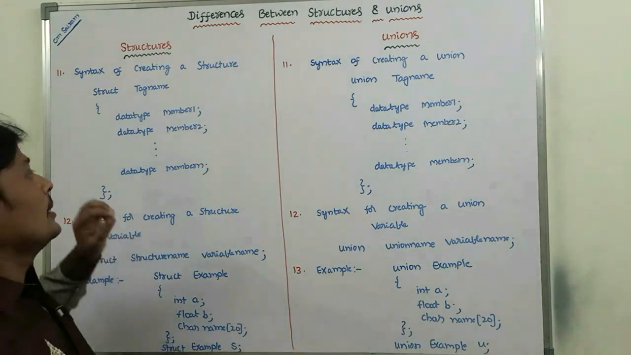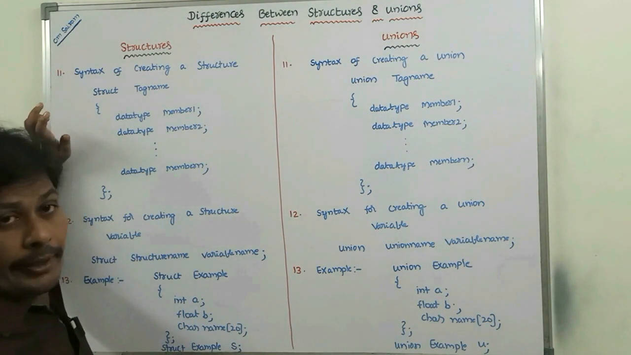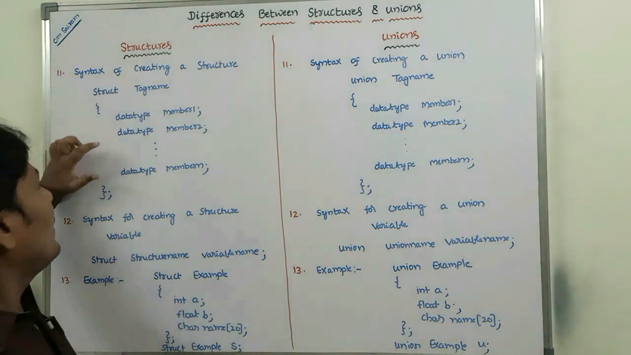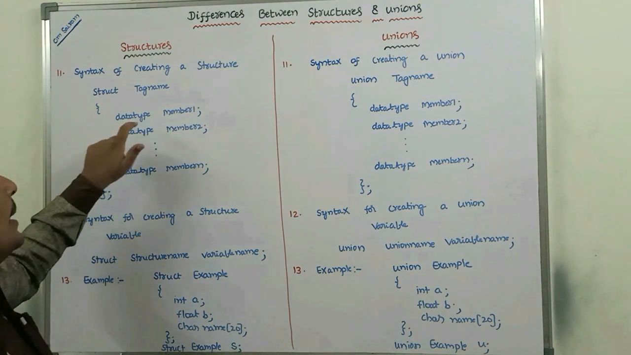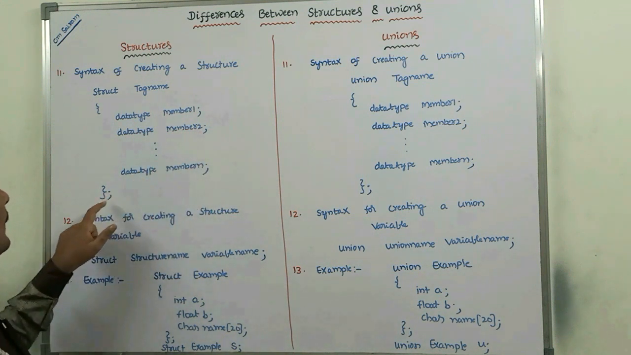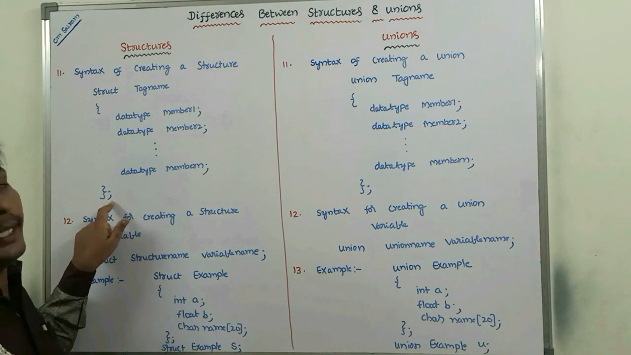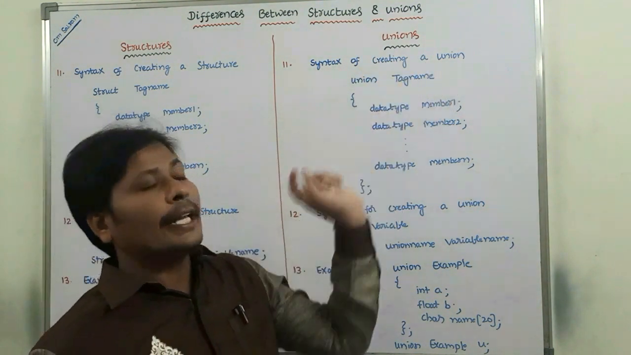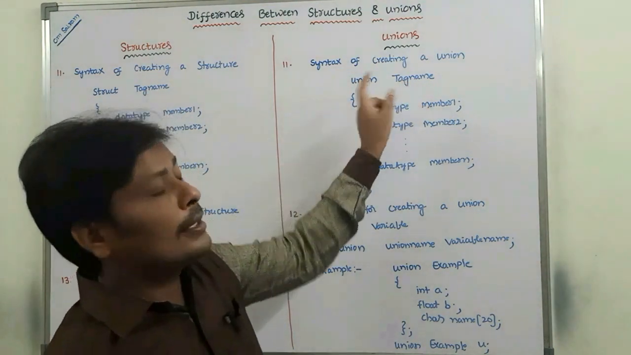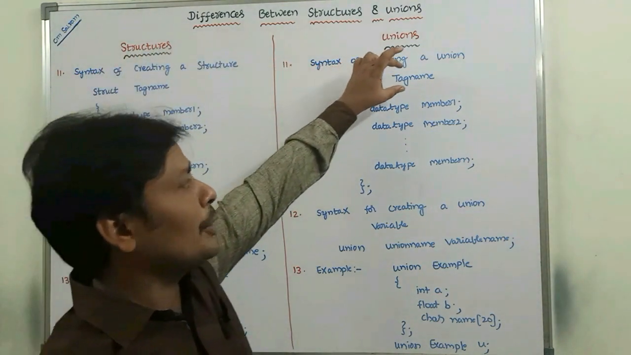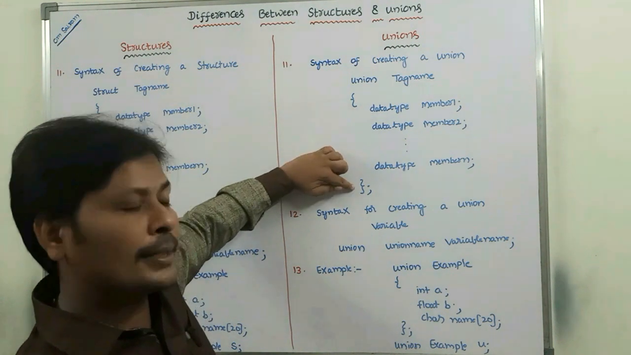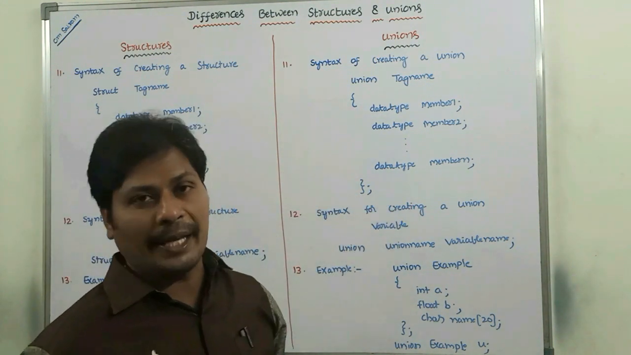In structure, the syntax for creating a structure: struct, tag name, and within the braces we write the data members: data type member 1, data type member 2, data type member n. After the closing brace, a semicolon is compulsory. Here is the syntax of creating a union: union, tag name. Here the tag name is the structure name, here the union name. The data members we write within the curly braces, and after that we write the semicolon.